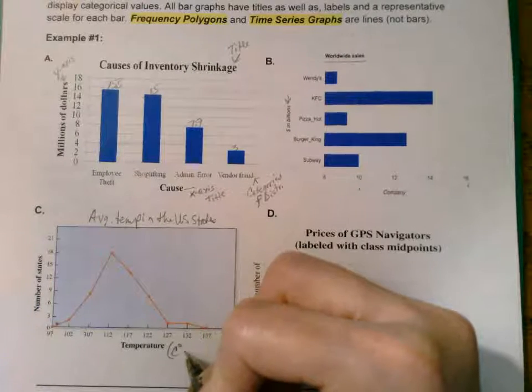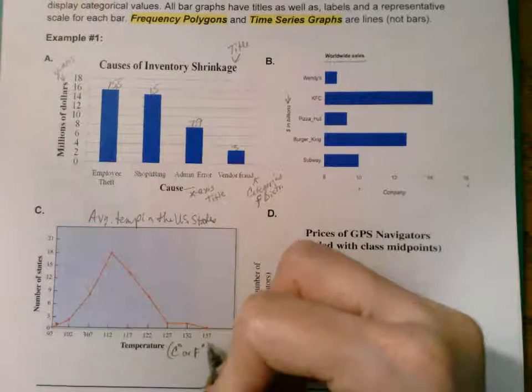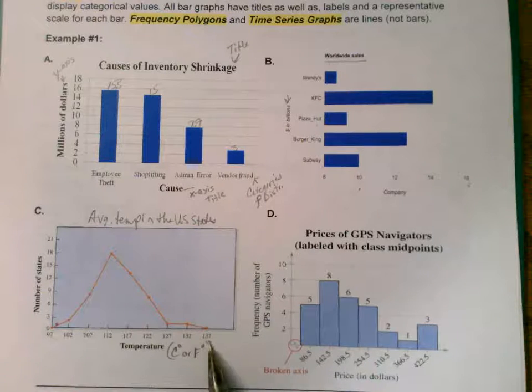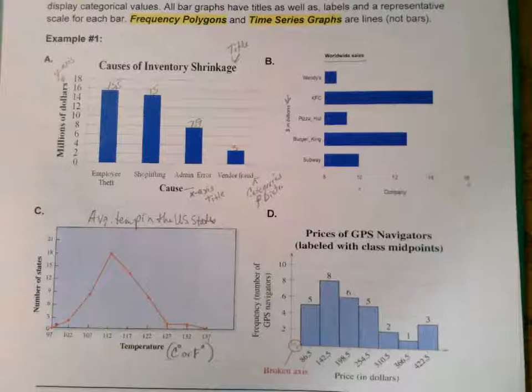Because then, and this doesn't tell me if it's in Celsius or Fahrenheit. So these numbers are kind of strange to me. So maybe it's in Celsius instead of Fahrenheit.